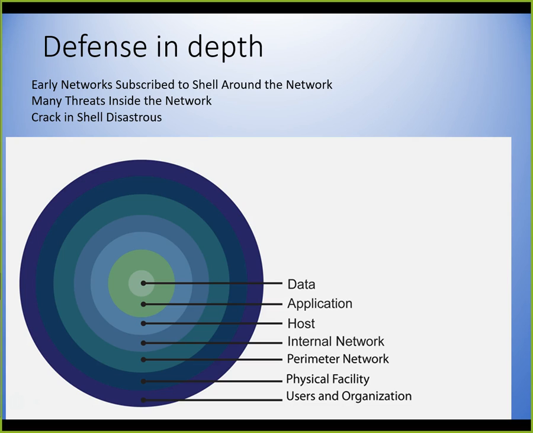So defense in depth, and this one up here says, early networks subscribed to the shell around the network. We just won't let anything in and the world will be fine. Problem is there are a lot of attacks that take place internally. And those, the shell doesn't do us any good because the shell just protects those individuals that are attacking from internally to do those things. But this is kind of what we would have, and this says user and organization.